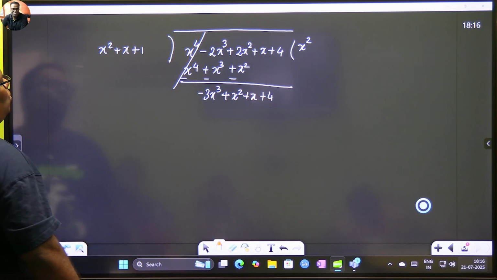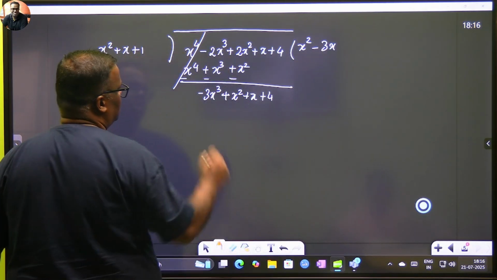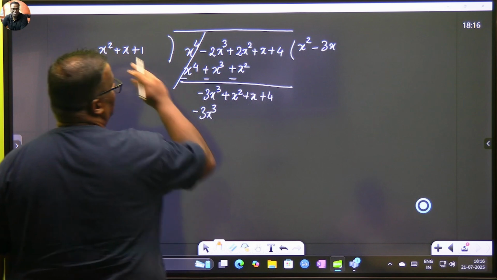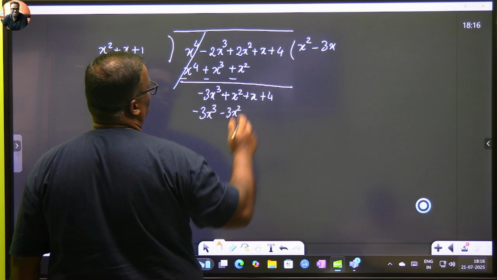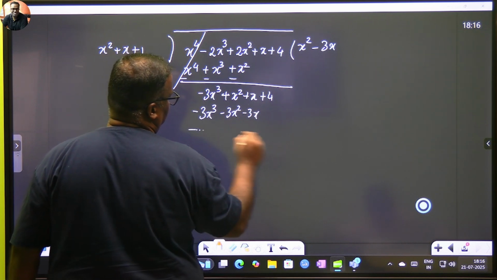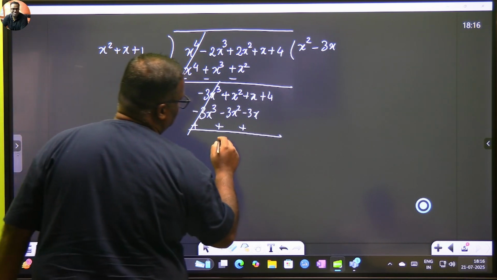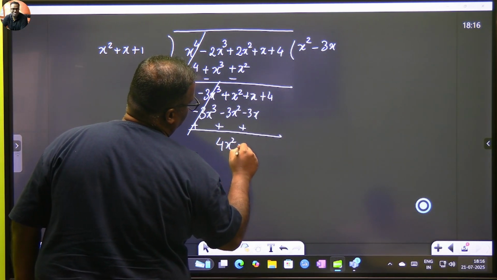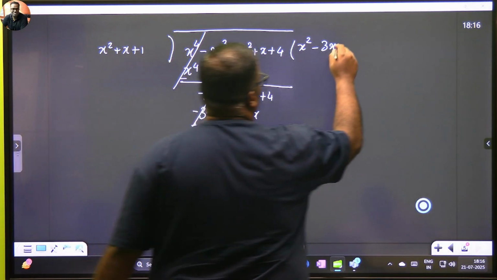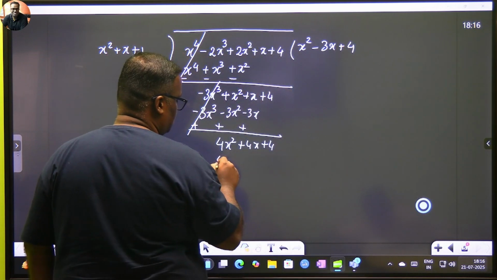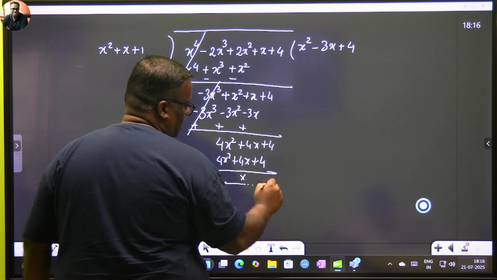Now what do we do? We multiply with a negative 3x. So how much do we get? Negative 3x cubed. x into negative 3 is negative 3x squared. And 1 into 3x is negative 3x. Plus, plus, plus. So this gives me 4x squared plus 4x plus 4, which is pretty fine. I just need to multiply with 4. So this gives me 4x squared plus 4x. That's it.